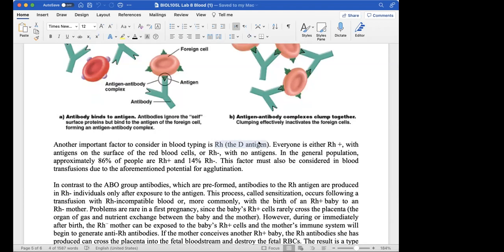The last part, another important factor to consider, is the RH or the D antigen. So everyone is positive or negative. They either have this RH factor, which is just the D antigen.